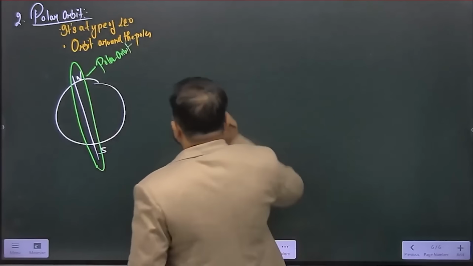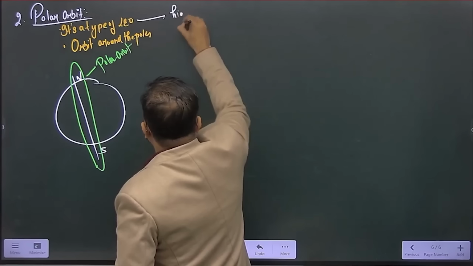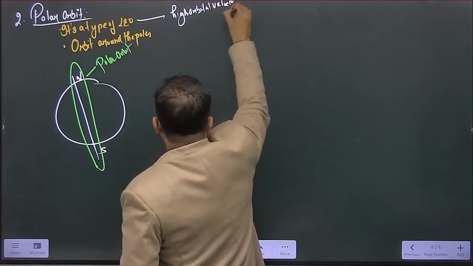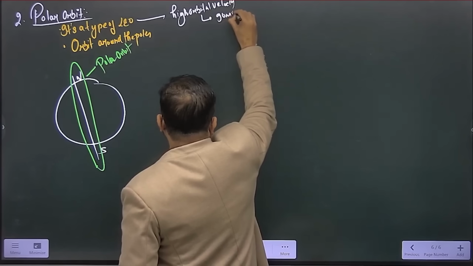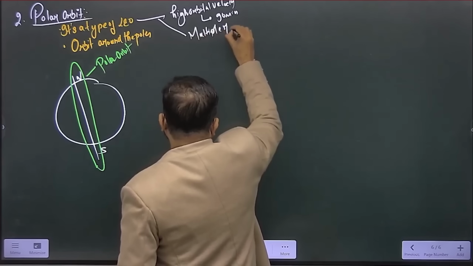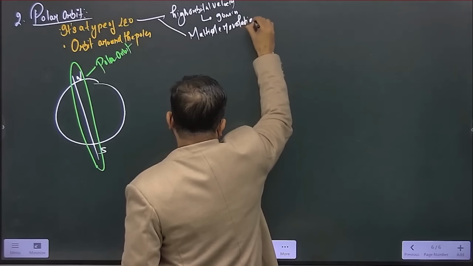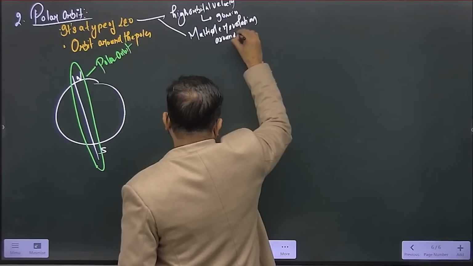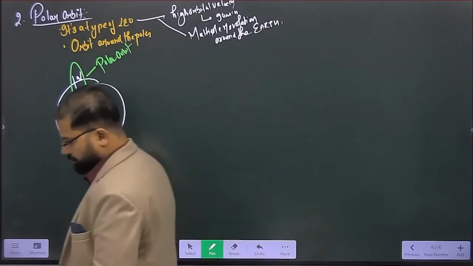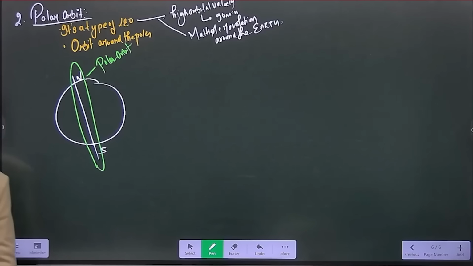Since it is a low Earth orbit, what we have discussed here: high orbital velocity, and because of this, what will happen? 90 minutes is the orbital time period, and multiple revolutions around the Earth.